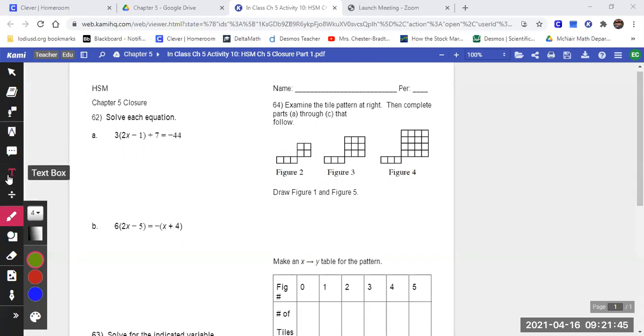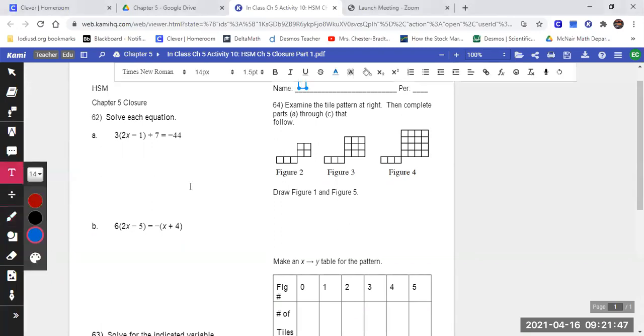Okay, so step one, put our name. Blue or red, up to you. I'm feeling red today. Put our period.